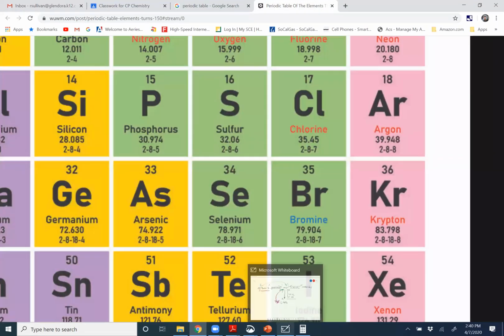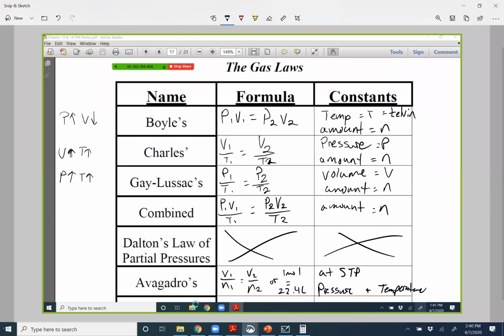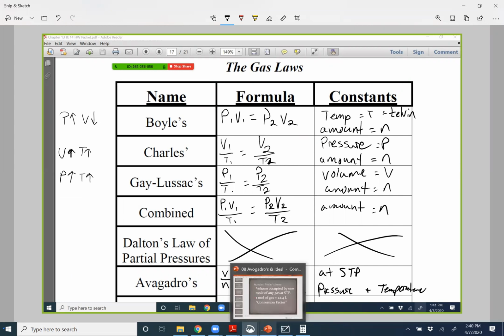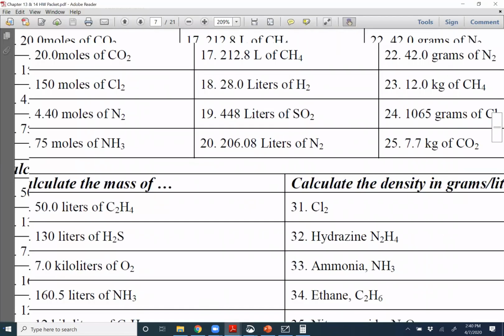So that is Avogadro's law. You can now have that on your little cheat sheet paper you have there, where Avogadro's law relates the volume and the amount of gas. So we have some interesting information now. And let's take a look at the other parts of your homework here to see what I'm talking about.